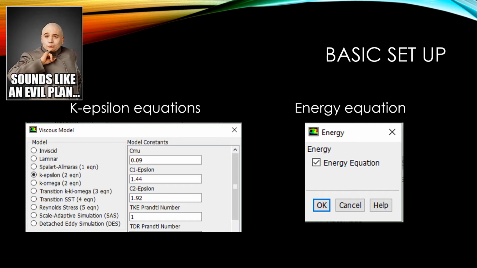Now, we're using a relatively basic setup. We're using the K-epsilon equations for turbulence, so we can study the turbulence caused by our fairing. And then we're also using the energy equation, since, as mentioned before, we're going to have different temperatures for the air. And the energy equation is what allows you to change your temperatures for your air.